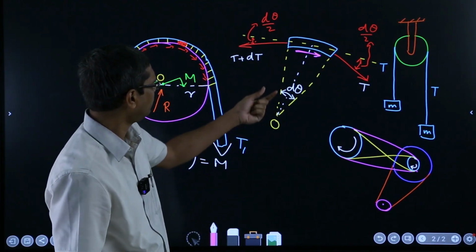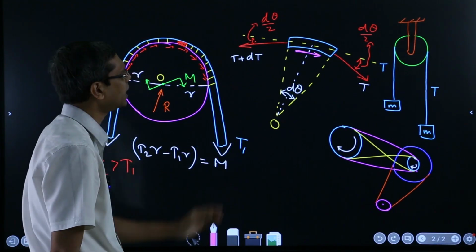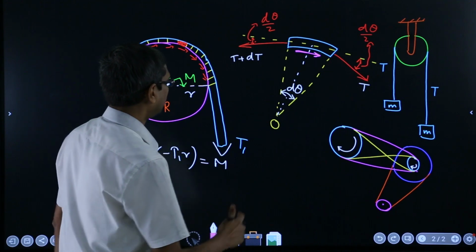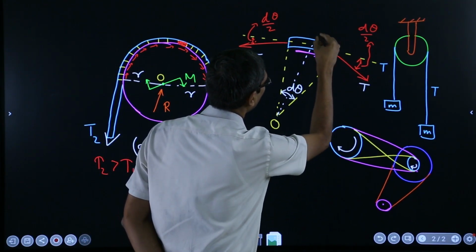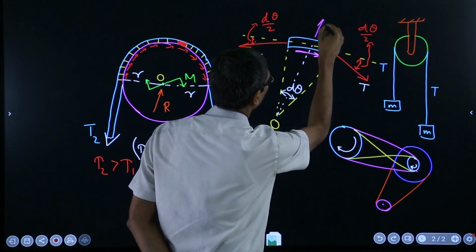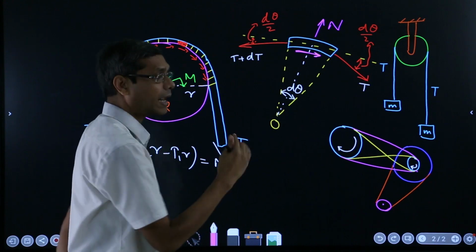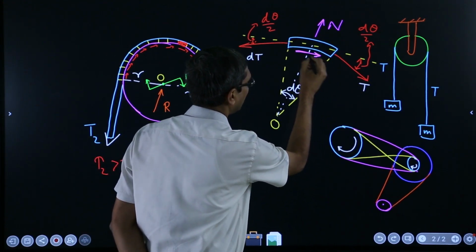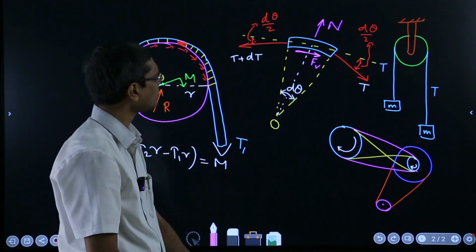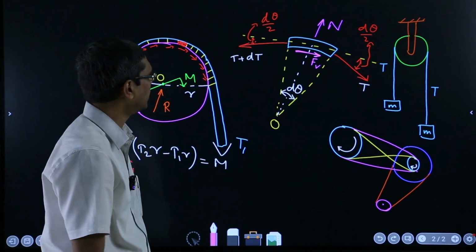Now, because this is a small segment of area of contact, because of the normal reaction, so I'll draw the normal reaction here, and because of that and the coefficient of friction mu, this frictional force Fr is acting in this direction, and the things are in balance, that means it is just about to slip.